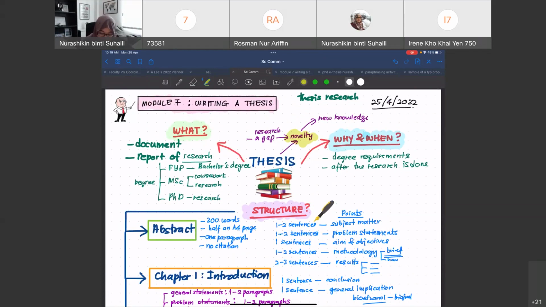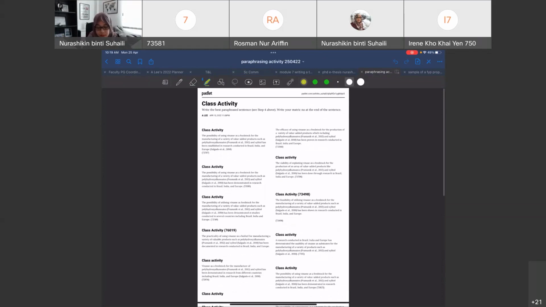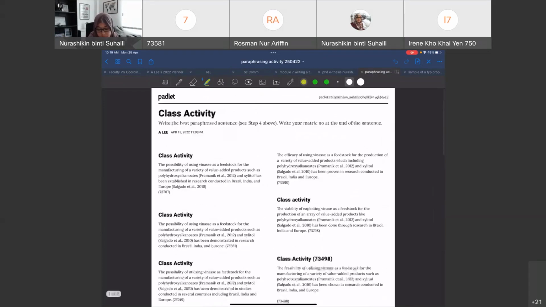Oh yeah, I forgot to mention the paraphrasing activity. Please participate, those who haven't, because I want to mark it and give some feedback. Those who haven't participated, please drop your answer in the Padlet on Elite.